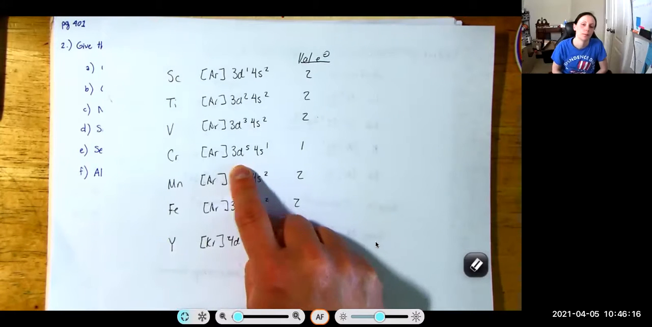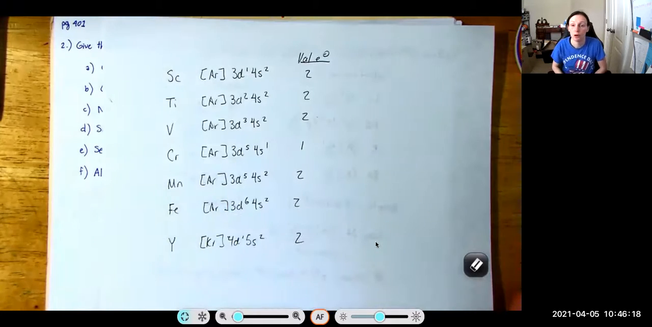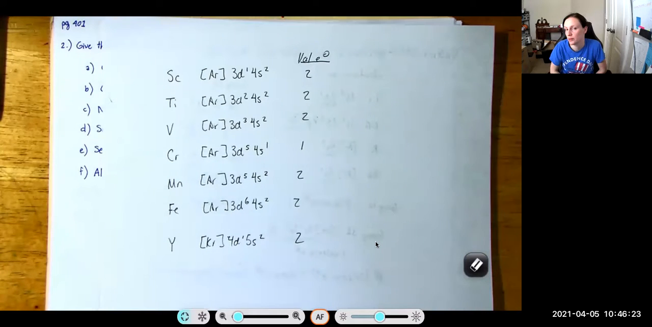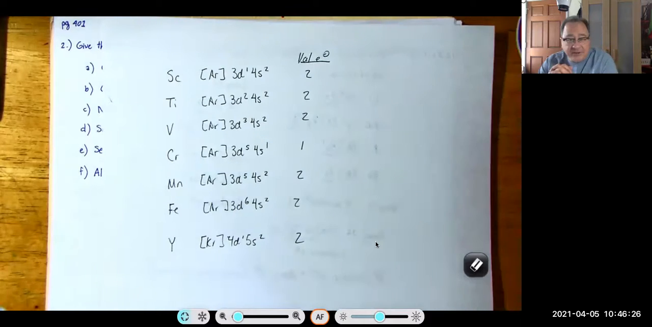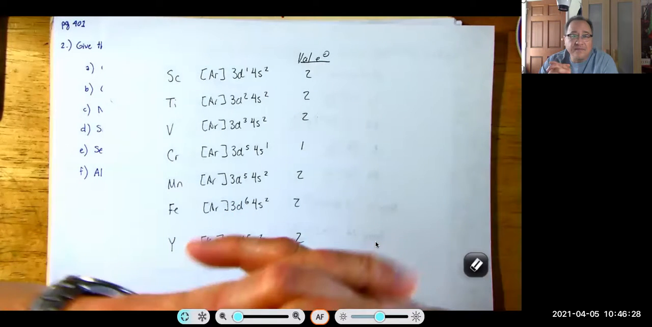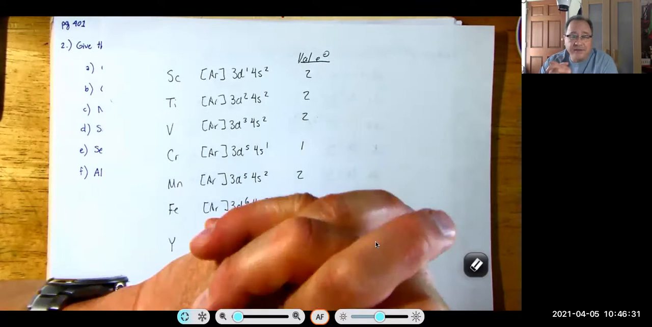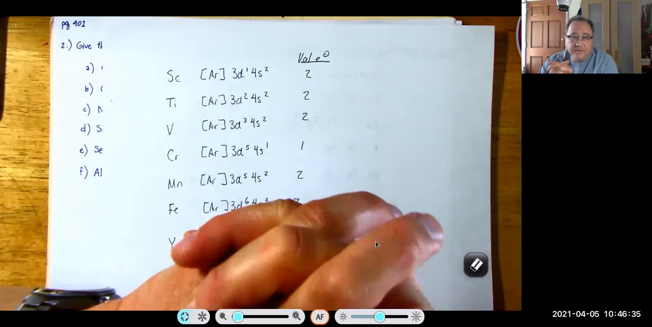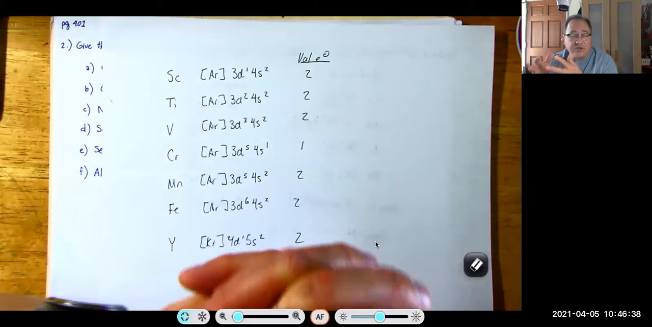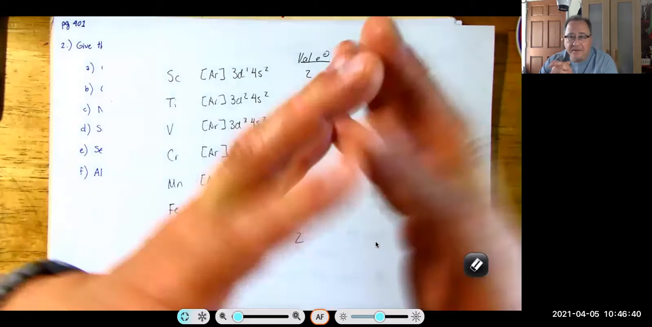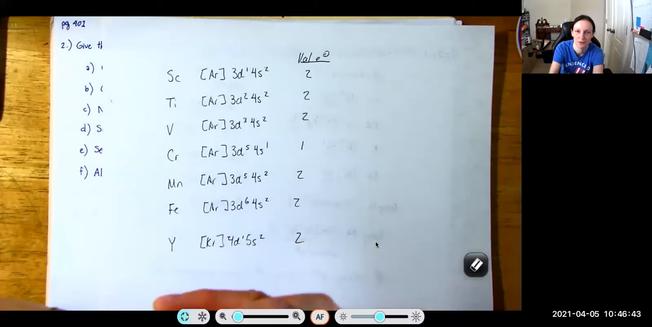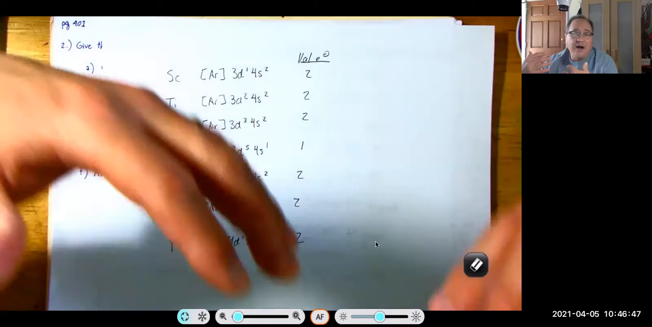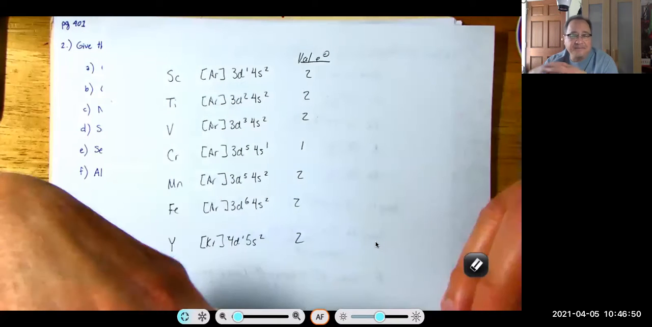So for chromium, would we be expected to know that it's 1, or would we be expected to know that it's 2? You'd be expected to know that most transition metals are 2, except for the weird ones. And you don't need to know which ones are weird. But you've already been exposed to kind of which are the weird ones, right? So that helps. If you see something that's weird, you say, "Oh, this is weird, but I know there's a reason."